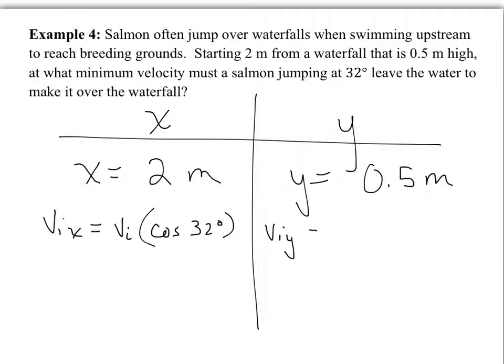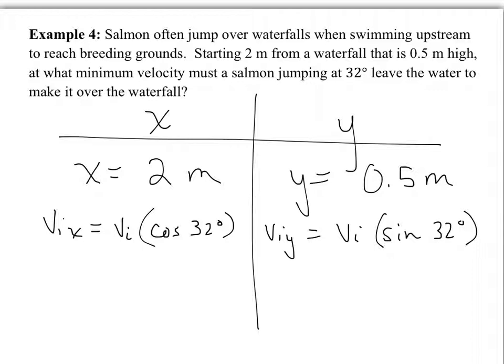What would VIY be, if that's what VIX is? It's the only real difference here. Sine instead of cosine: sine 32. Remember, the vertical direction is always going to be sine.